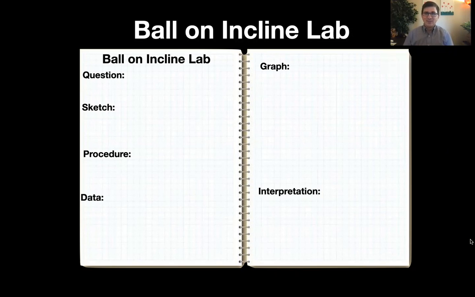So the question on this lab is going to be, what does the position and time graph look like, or what is the relationship between position and time for a ball as it's rolling down an incline or a ramp?